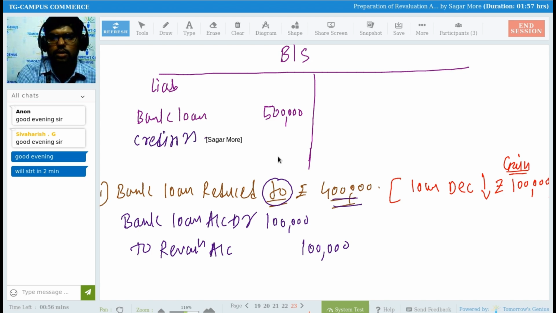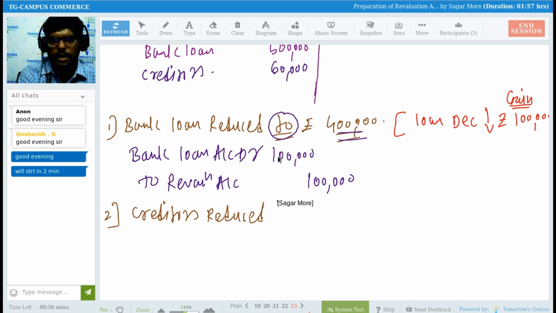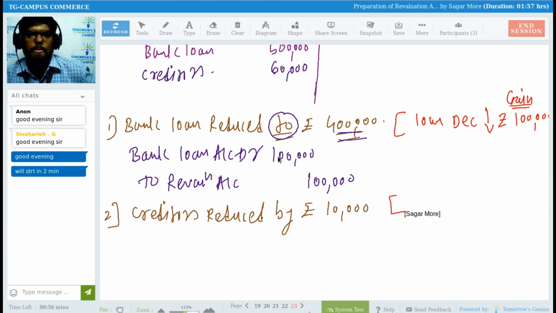Creditors. 60,000 is the value. And in the adjustment, creditors reduced by rupees 10,000. Okay. After reading this, tell me, what do you understand? Value of creditors, it is given that reduced by rupees 10,000.